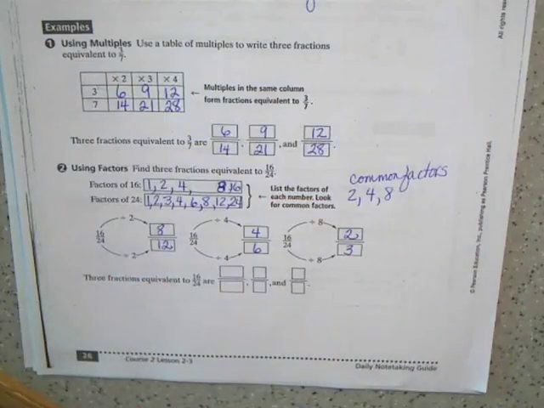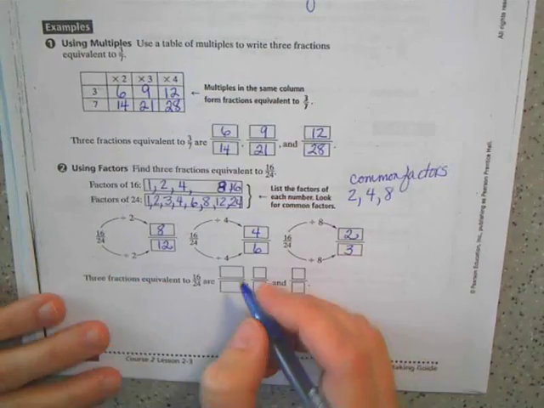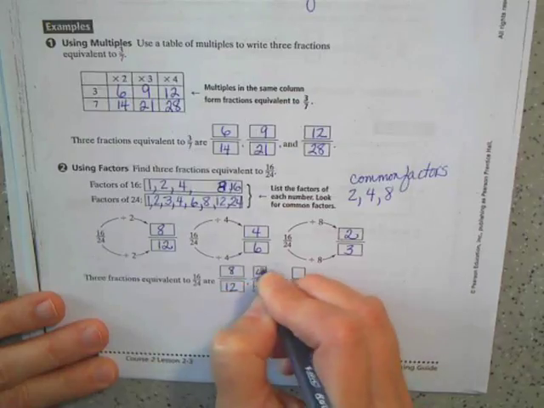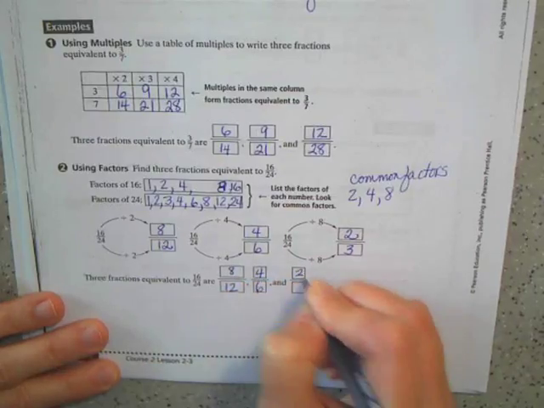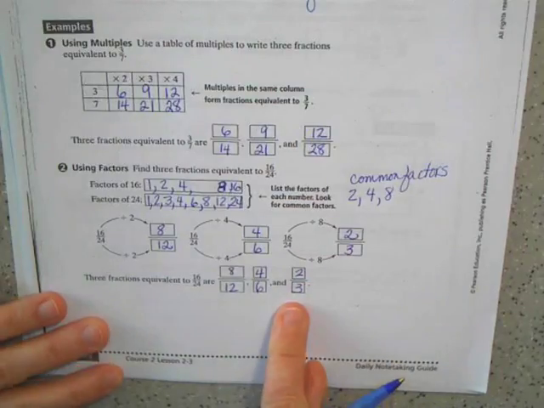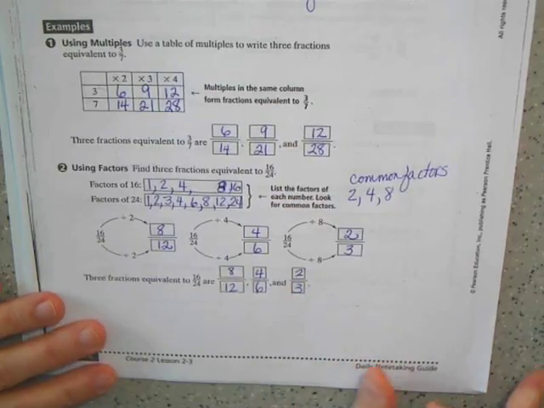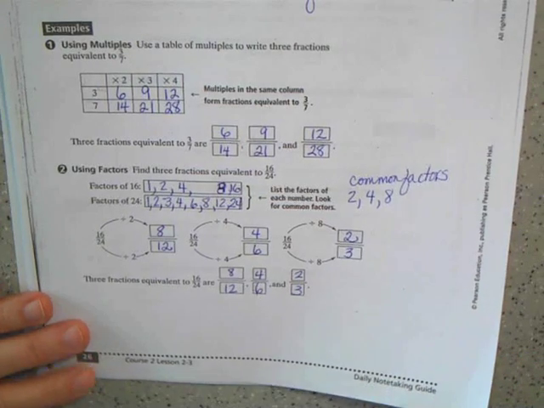So 3 equivalent fractions to 16/24 are 8/12, 4/6, and 2/3. 2/3 would actually be, of these fractions, the one in simplest form, because the only common factor for 2 and 3 is 1.